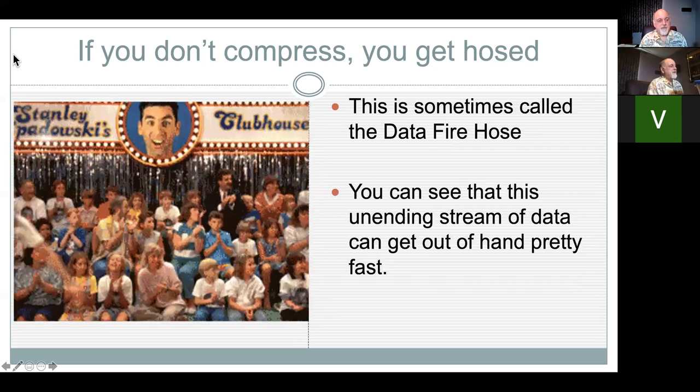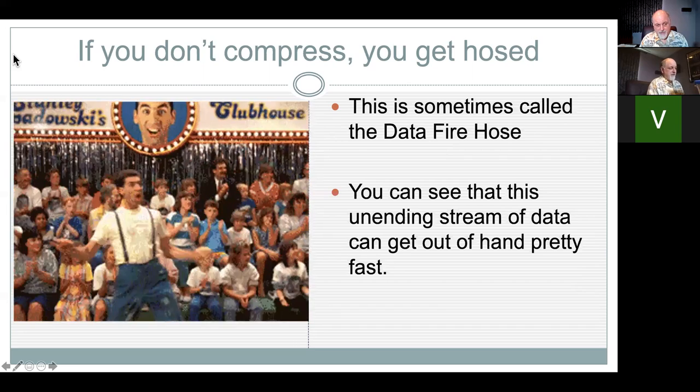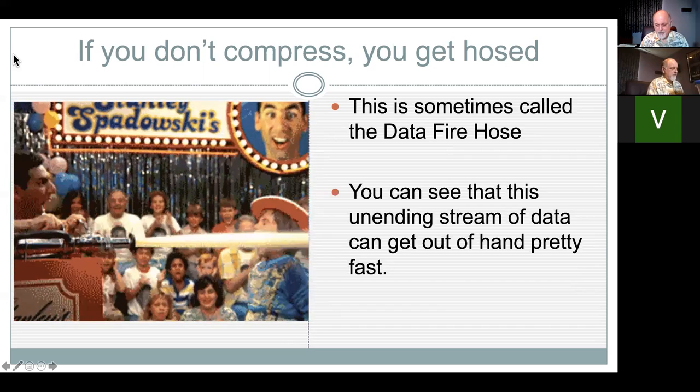And I say that because there is a term called the data fire hose. And that is an unending stream of data that gets out of hand. You just keep spraying and spraying and spraying, and it just knocks you back.